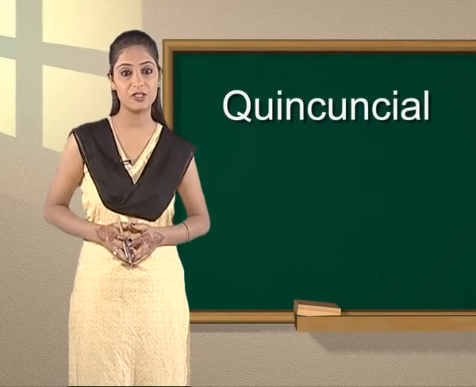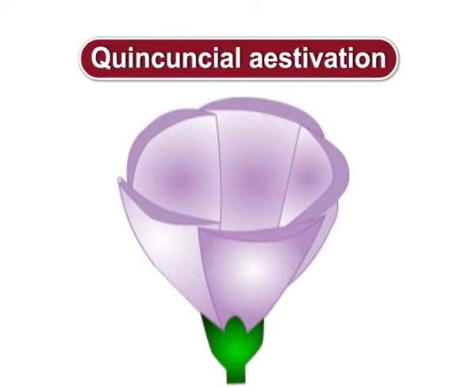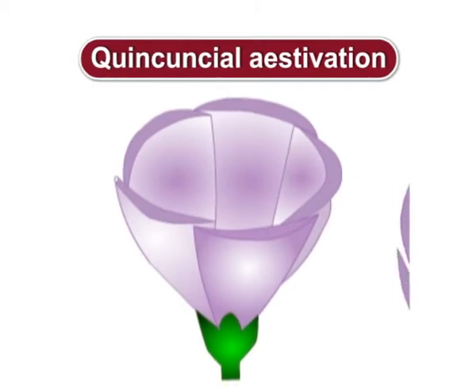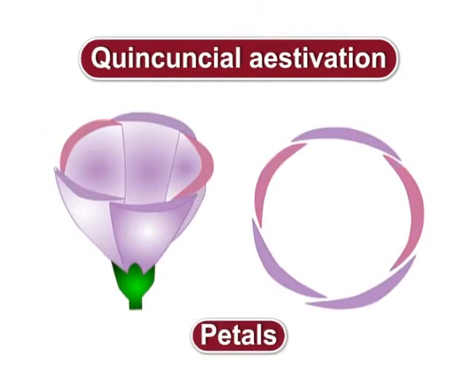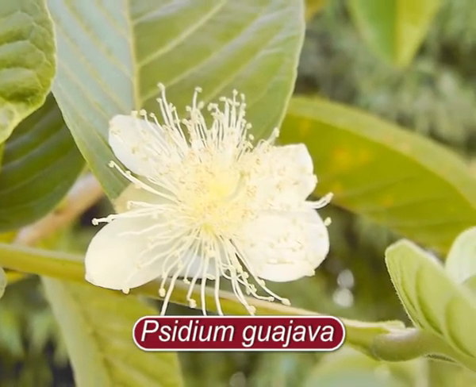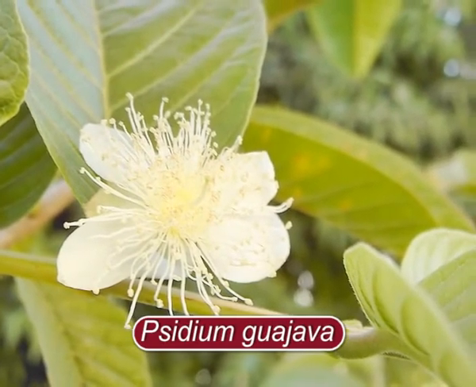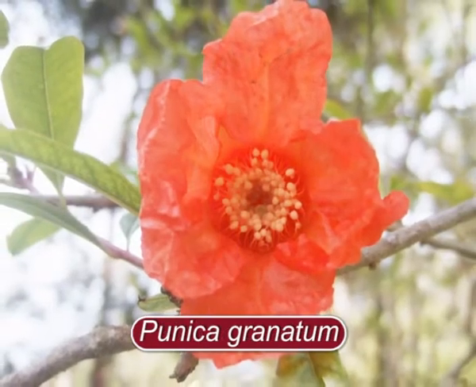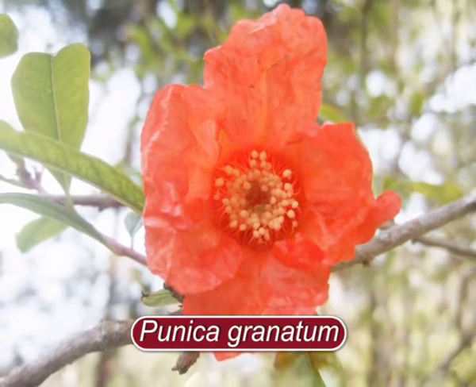Let us check it out. Quincuncial estivation. In this type of estivation, 2 petals are internal and 2 are external, and the 5th one has one margin external and the other margin internal. Quincuncial estivation is found in Psidium guajava, that is guava or amrud, and Punica granatum, that is pomegranate or anar.